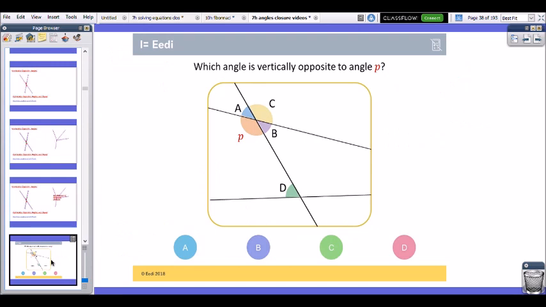Okay, so I'm going to give you a quick quiz on this. The first one is which angle is vertically opposite to angle P? So here's my angle P. Which one's opposite? Which one's equal? Between each question, please pause the video to give yourself a chance to think. So first solution is C. Angle C and P are vertically opposite, so these two angles must be equal.